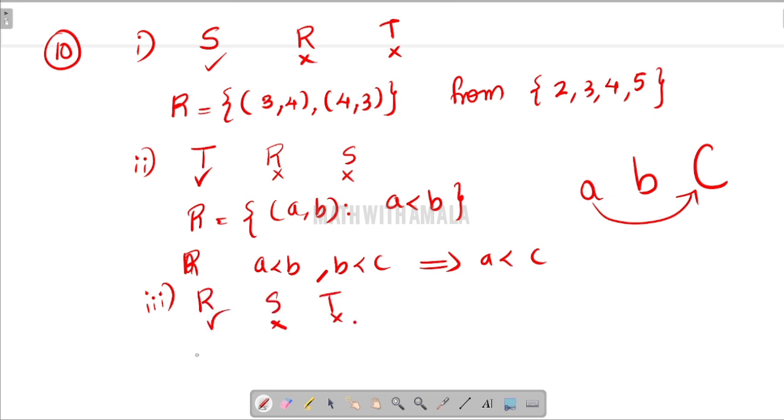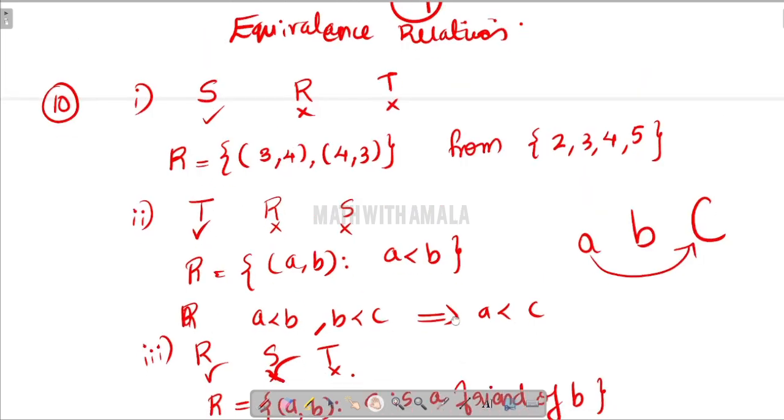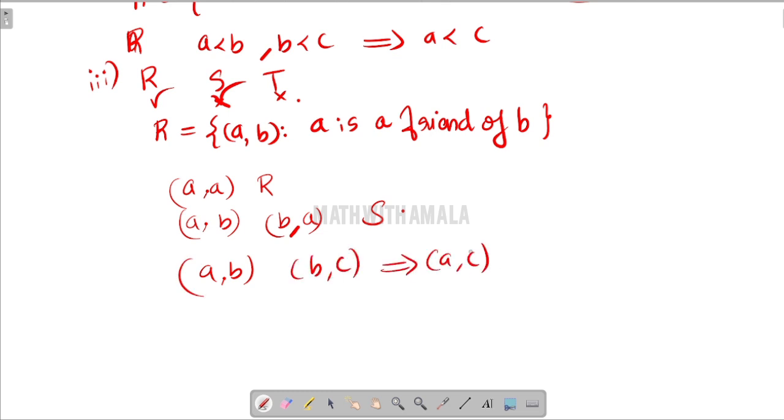The third one should be symmetric and reflexive but not transitive. Let's take R equal to the set of all (a, b) such that a is a friend of b. We can say it is reflexive because a is a friend of a itself, and also a is a friend of b means b is a friend of a. But if a is a friend of b and b is a friend of c, it doesn't mean that a is a friend of c. So it is not transitive, but it is both reflexive and symmetric.